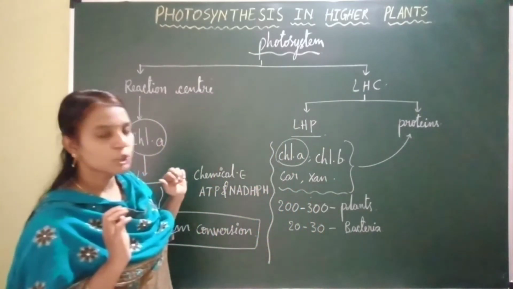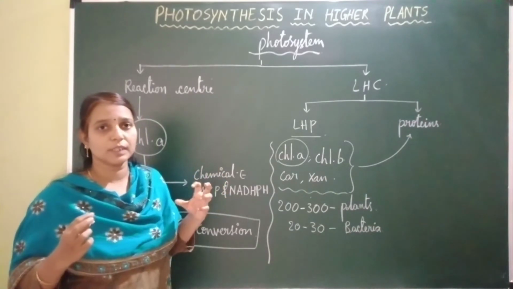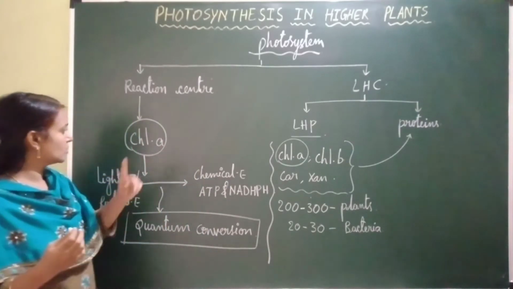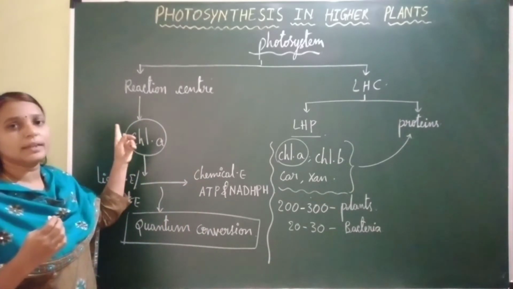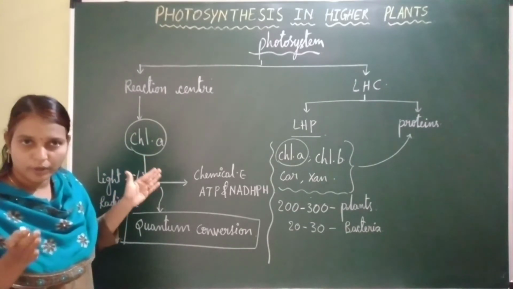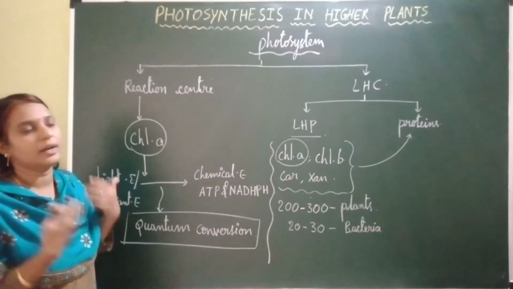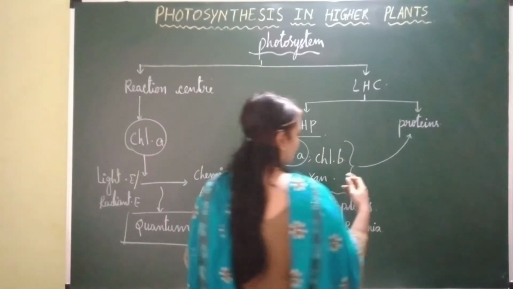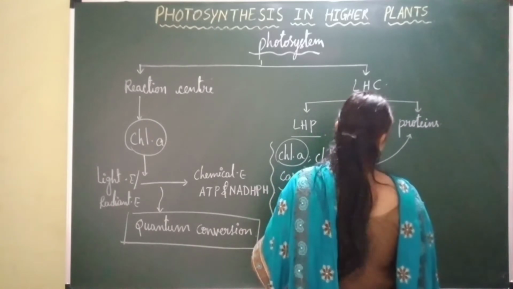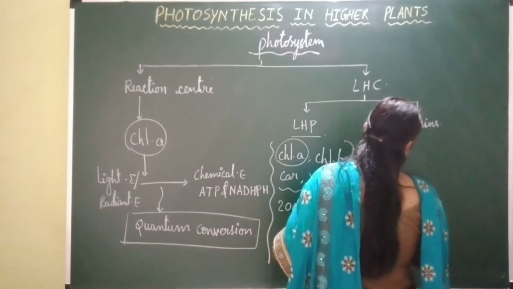What is the function of this light harvesting complex? The function of the light harvesting complex is to absorb different wavelengths of sunlight and to transfer or supply that absorbed energy to chlorophyll A which forms the reaction center. So the absorption spectrum of chlorophyll A is broadened and hence the rate of photosynthesis will be higher. This transfer of absorbed light energy to chlorophyll A is called inductive resonance.